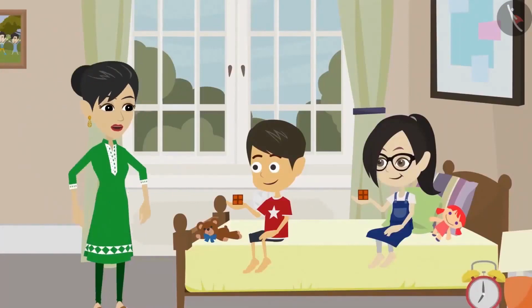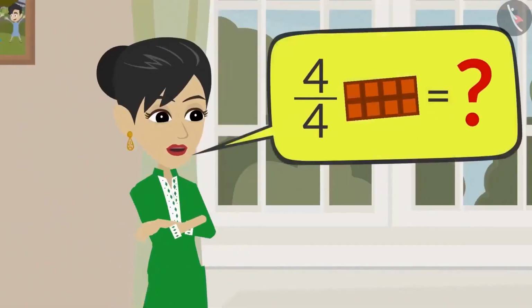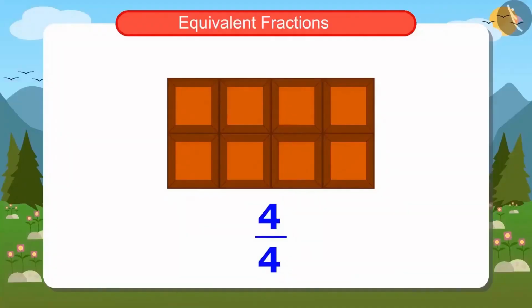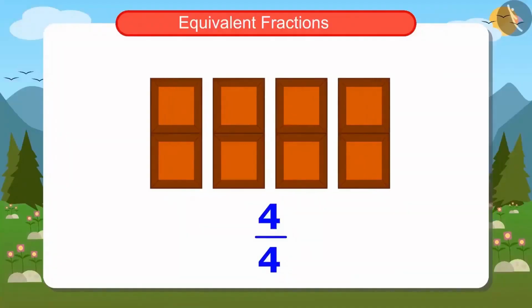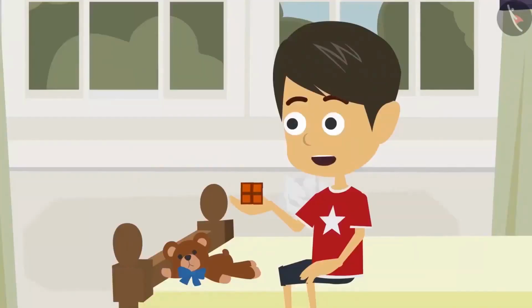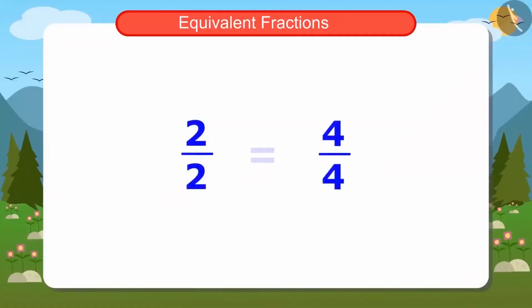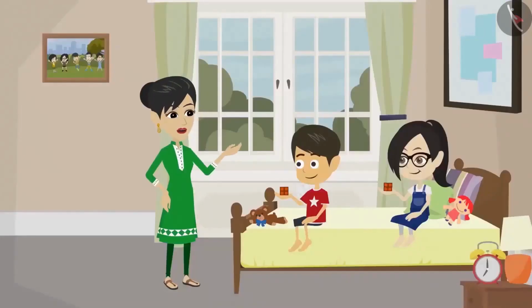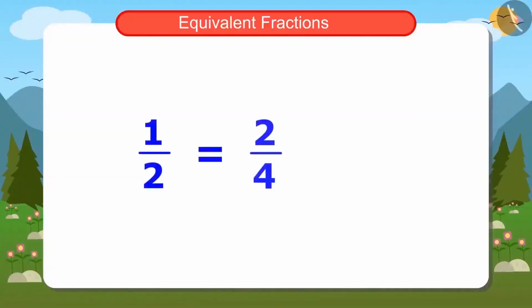Absolutely right, Riyansh. Now, Vandana, tell me how much 4/4 of this chocolate will be? 4/4 means 4 parts out of 4 equal parts of this chocolate. That means it will also be full chocolate. Absolutely correct. This means that 2 halves and 4/4 are equal quantities, but these two are different fractions. Yes, what this means is that we can write half of a chocolate in different ways, like 1/2, 2/4, 3/6.